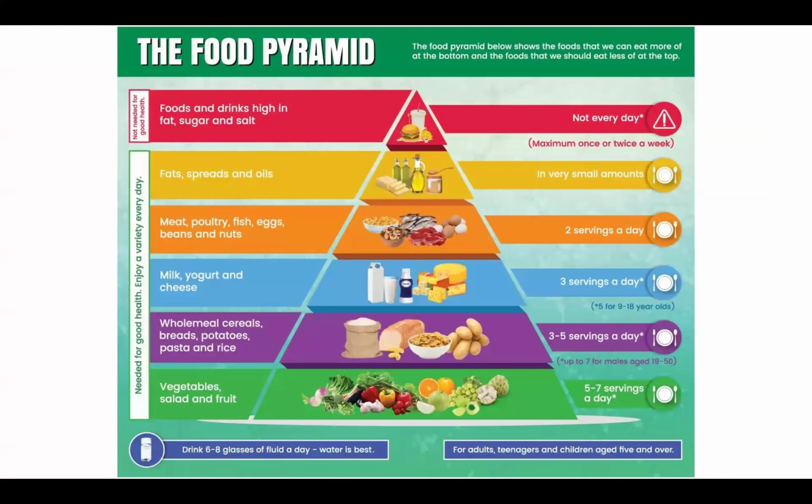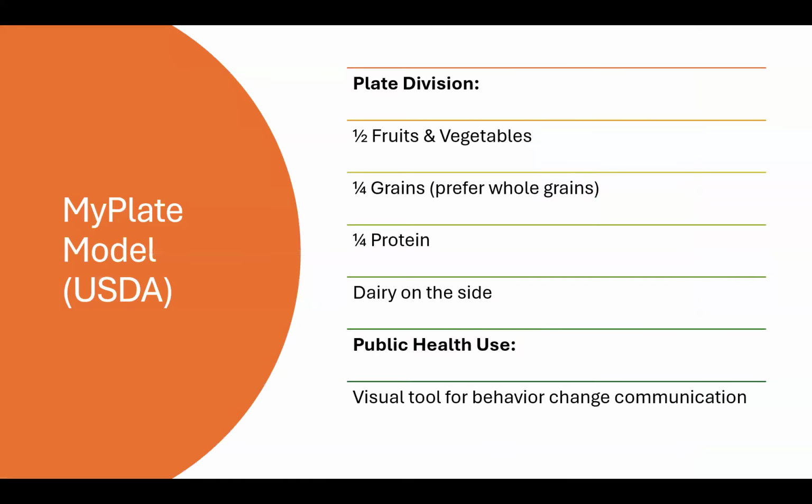So, this is a diagram of a recommended food pyramid. Then we have water, mainly to drink water and add fibers. Then starting from the bottom, we have carbohydrates, and then fruits and vegetables, dairy products, 3 servings a day, meat, poultry, fish, eggs, beans, and nuts, 2 servings a day, fat, spreads, and oil in very small amount, and foods and drinks high in fat, sugar, salt should not be taken every day. So this is the concept of a food pyramid.